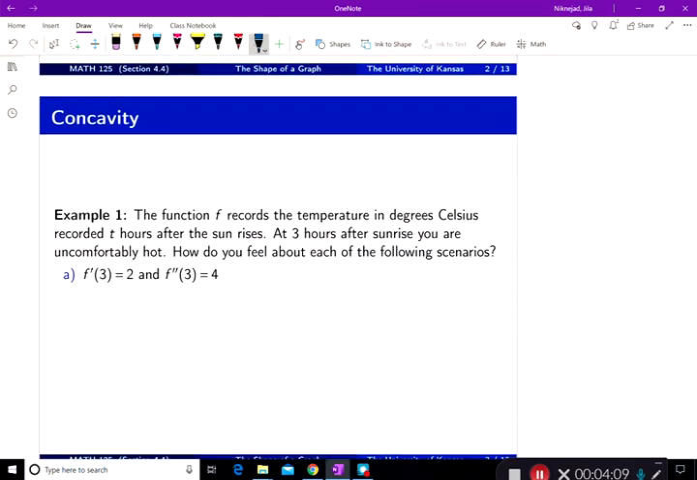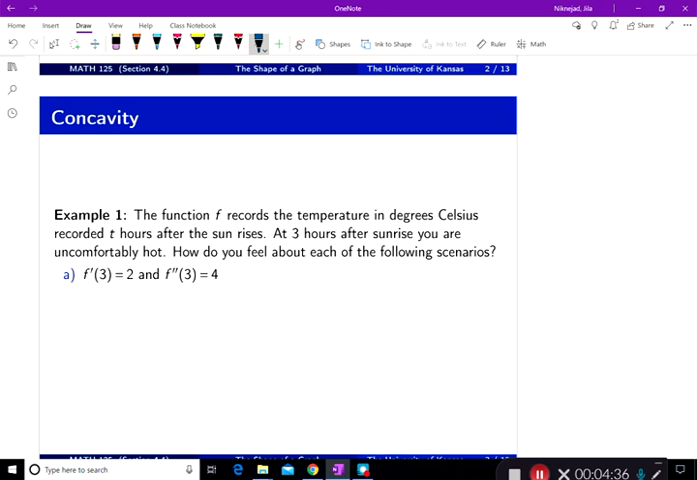Example 1, the function f records the temperature in degrees Celsius, recorded 3 hours after the sunrise. At 3 hours after sunrise, you're uncomfortably hot. So I'm hoping that it's not going to get hotter, but I may not be that lucky. How do you feel about each of the following scenarios?